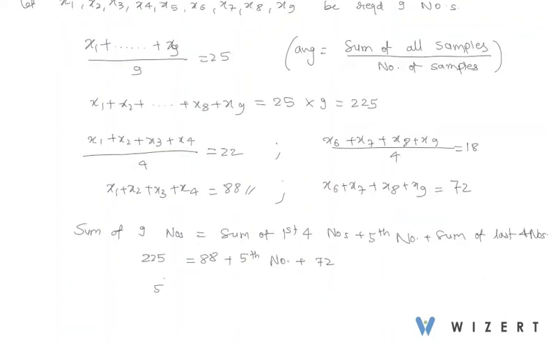So we get fifth number equal to 225 minus 88 plus 72. So that is equal to 225 minus 160, which is equal to 65. So we get the fifth number as 65. This is the answer.